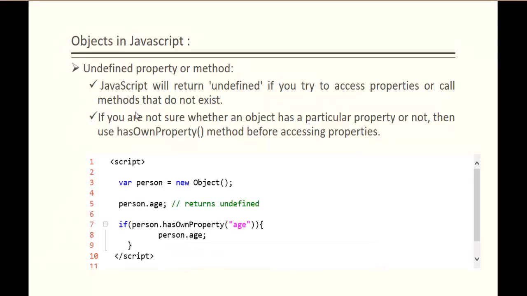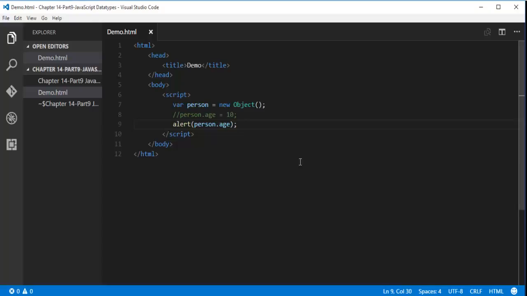And keep in mind, if you're not sure whether an object has a particular property or not, and you are trying to access some property of that object, then use the hasOwnProperty method before accessing the properties. So how to implement that? It's very simple. Let me show you here itself. Let me remove the commented part.